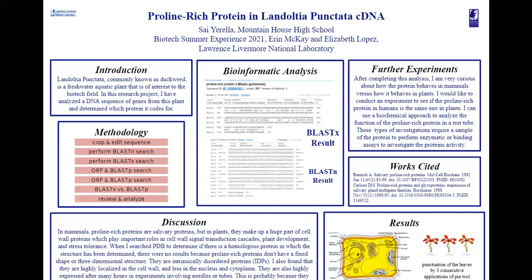After performing both the BLAST-P and the BLAST-X searches, I compared the two results to make sure the open reading frame was correctly identified, and then determined where the 5' UTR and 3' UTR were. The last step was to analyze the protein found by my BLAST-P and BLAST-X searches. The protein I found, as you can tell by the title, is the proline-rich protein.